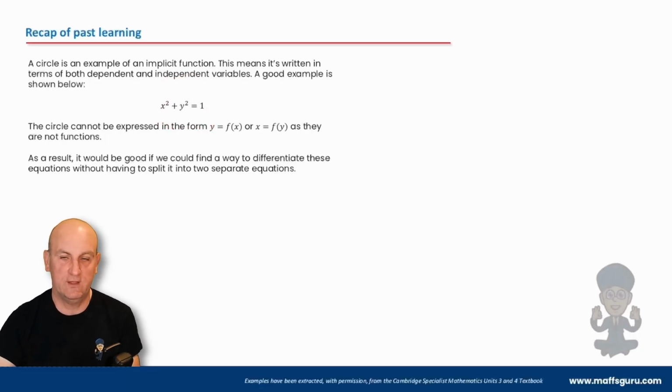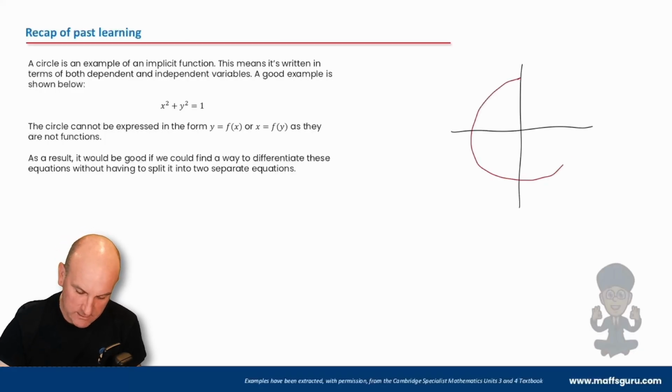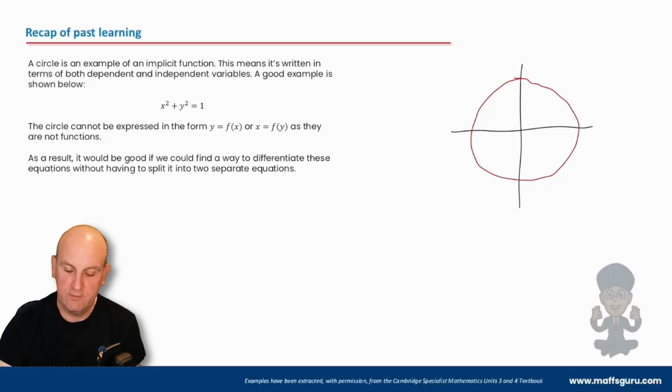Now if we try to express this in the form y equals f of x, or x equals a function of y, we actually can't, because realistically speaking, they're not functions. If we were to draw the unit circle, and let's draw a pretty circle through here, remember that for it to be a function, it has to pass the vertical line test. There's my vertical line test, and it's going through twice.